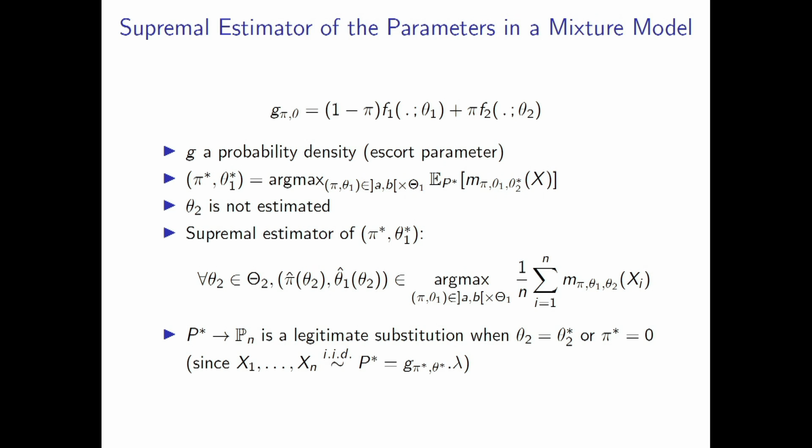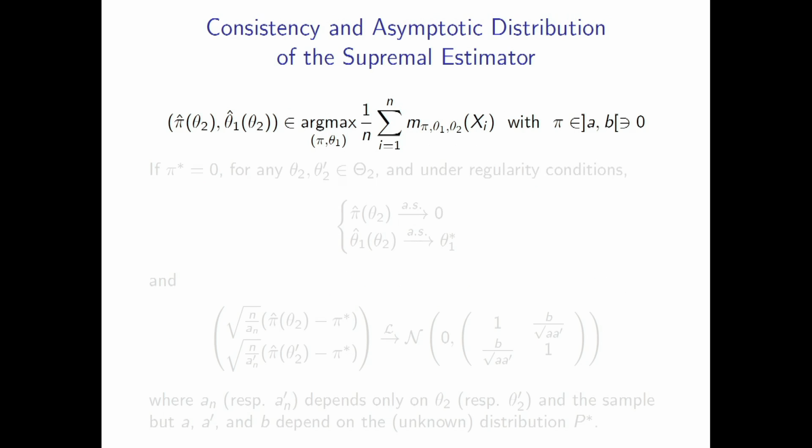And also, if π star is 0, then the distribution would not depend on π. So it is also legitimate to replace P star by the empirical distribution if π star, excuse me, is 0. So this is important for what's following. That's what we need. This is a reminder.